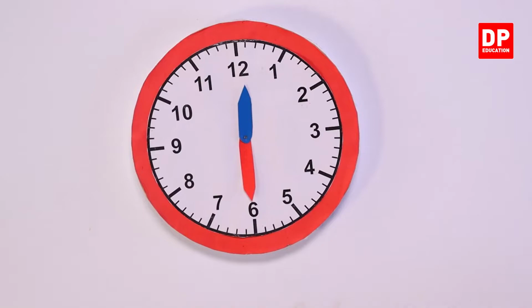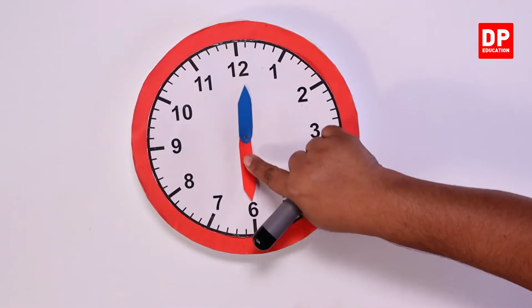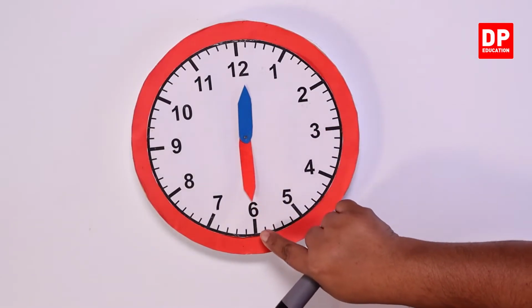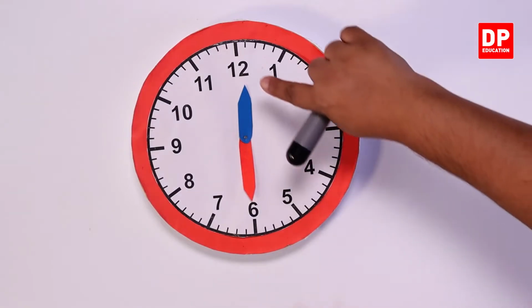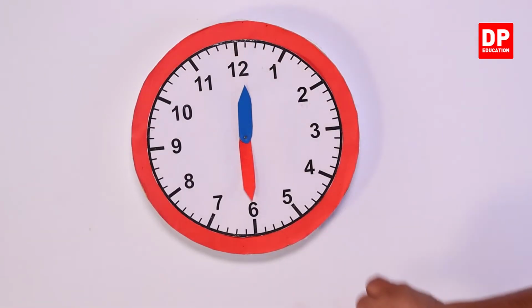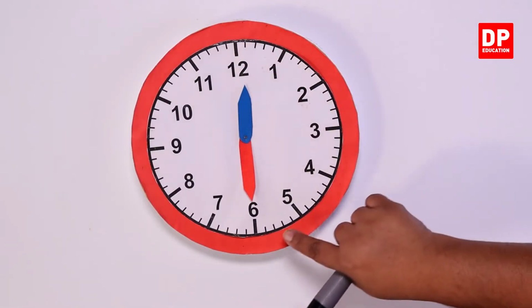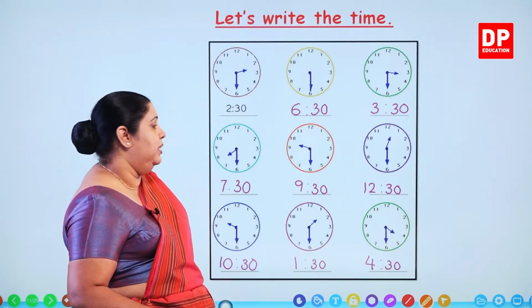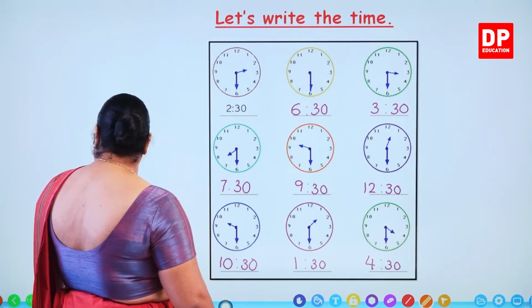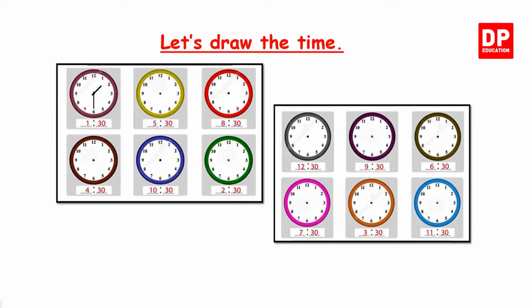Now even the clock, our clock with the long hand, that is the red hand, has come to number 6. So that is half an hour gone. 30 minutes passed and it has come to number 6. Now let's move on to our next slide.